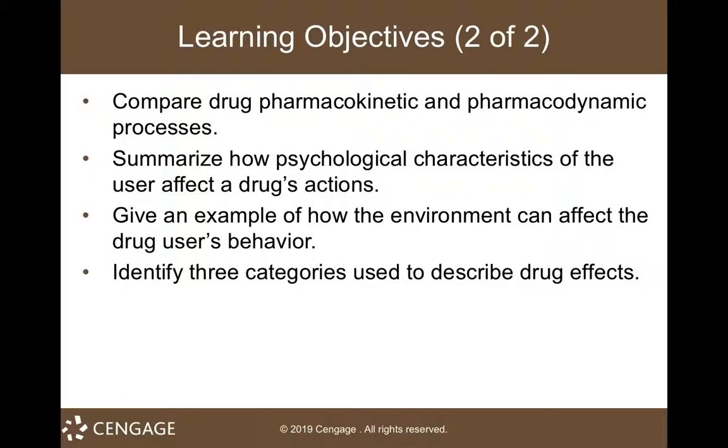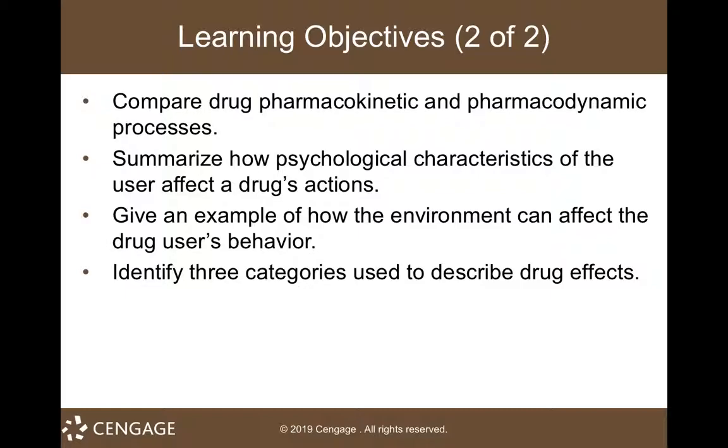Compare drug pharmacokinetic and pharmacodynamic processes. Summarize how psychological characteristics of the drug user affect a drug's actions. And give an example of how the environment can affect the drug user's behavior. Identify 3 categories used to describe drug effects.